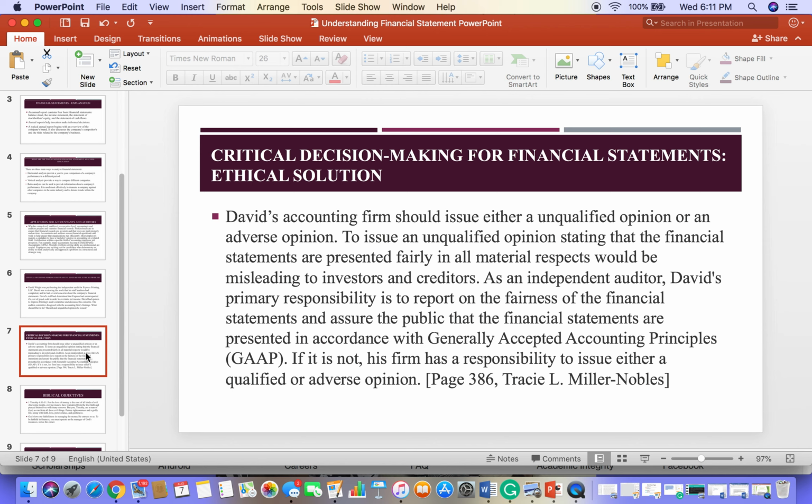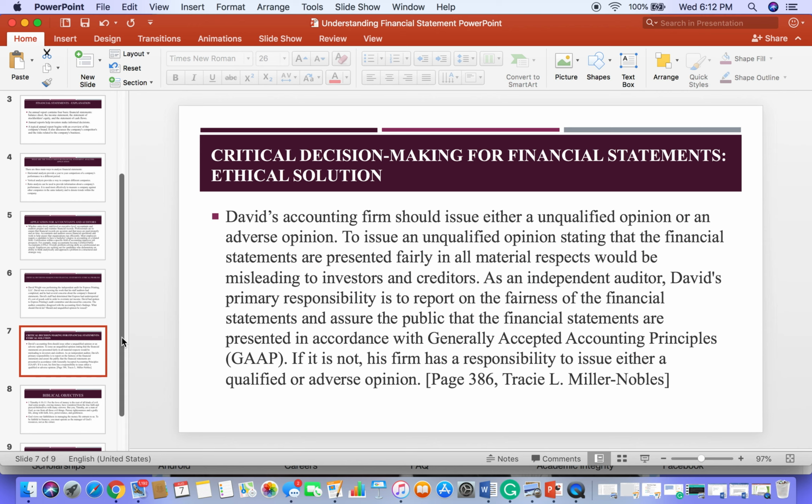Critical decision making for financial statements, the ethical solution. With this solution, David's accounting firm should issue either a qualified opinion or an adverse opinion. To issue an unqualified opinion, stating that the financial statements are presented fairly in all material respects, would be misleading to investors and creditors.